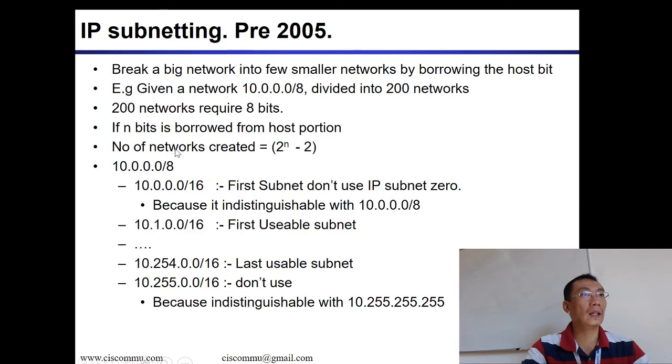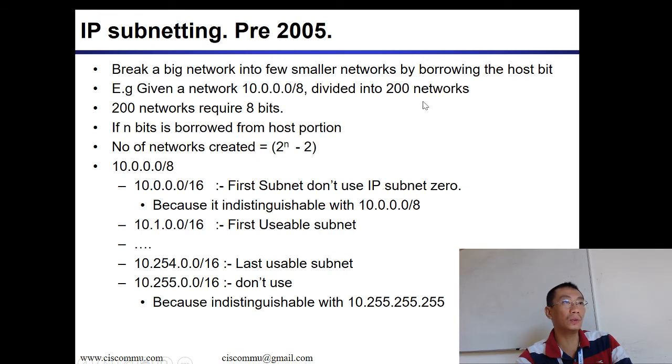All right. The next thing is in IP subnetting, you want to divide a big network into smaller networks by borrowing the host bits. So let's say you have this network, you're going to divide it into 200 networks. So 200 networks will require 8 bits. So the number of networks created will be 2 to the power of n minus 2. So the first subnet, all right, 10.0.0.0/16, will not be used because you cannot distinguish this one and this network. The last one you also do not use because you cannot distinguish this one and this one. All right, it's indistinguishable.